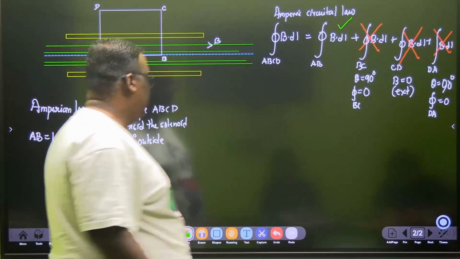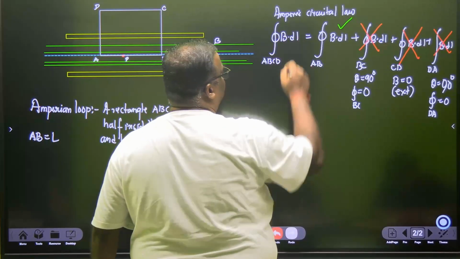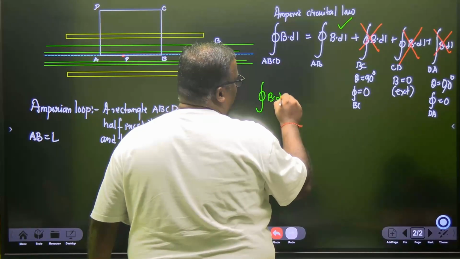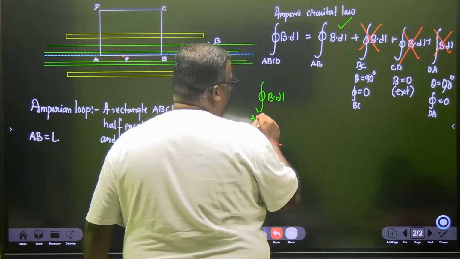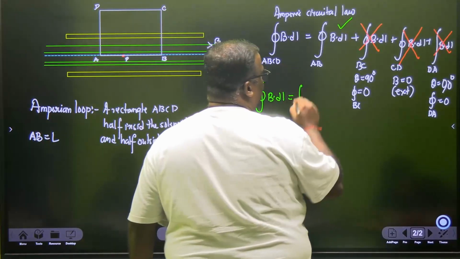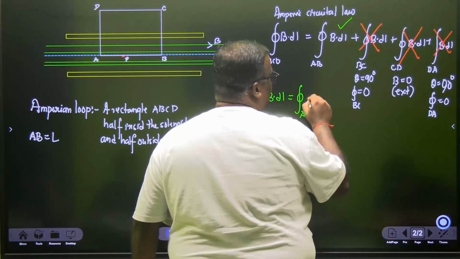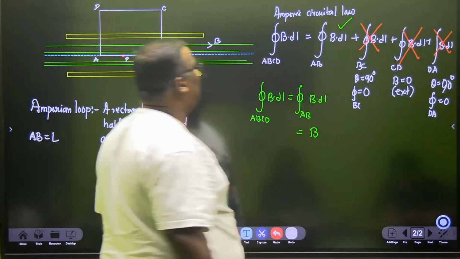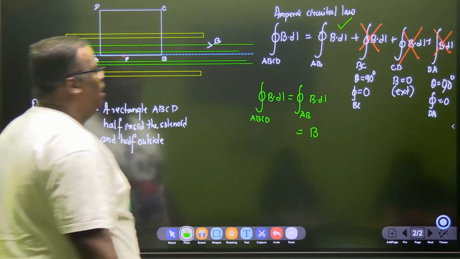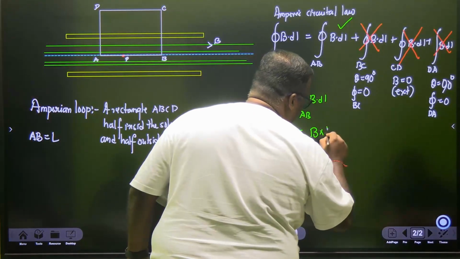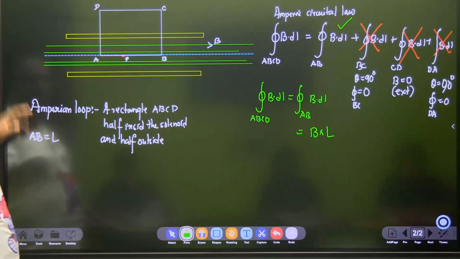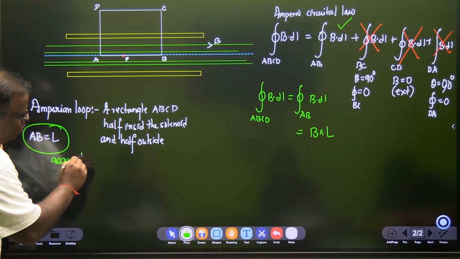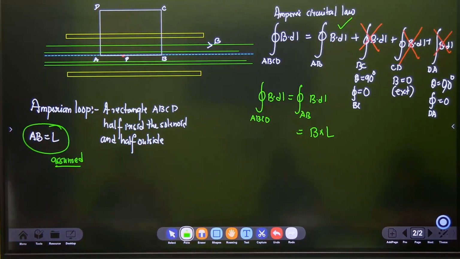So let's solve this. Finally, the integral of B dot dl for the entire Amperian loop ABCD is equal to the integral of only AB for B dot dl. And I can write B is constant. I said that the magnetic field inside a solenoid is constant and uniform, and dl is equal to L because you have already assumed that the length of AB is equal to L. This was assumed by us. Do you agree or not? Clear?